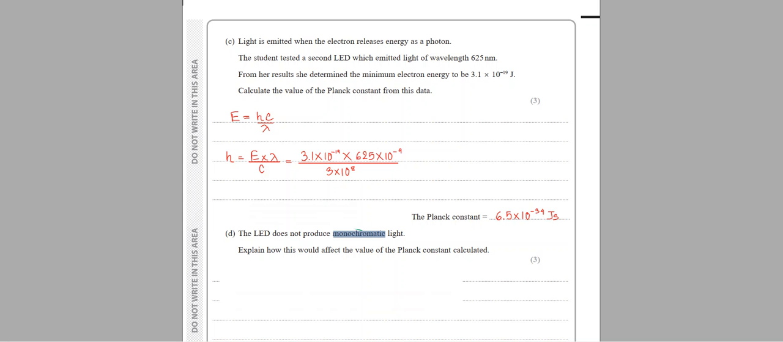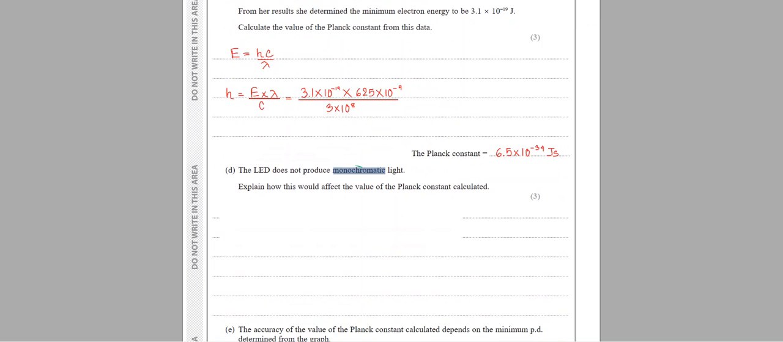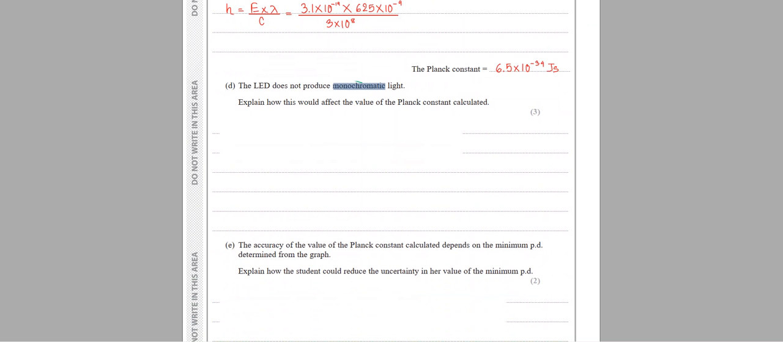And just substituting the values will give you the answer of Planck's constant. You just need to make h the subject of the equation. Question D says LED does not produce monochromatic light. Guys, you need to focus on the term monochromatic. Mono means single, chrome means color. So monochromatic means a single colored light.